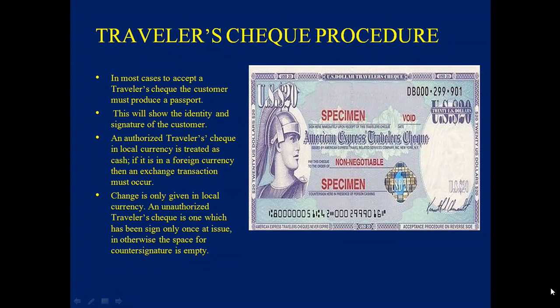So an authorized traveler's check in local currency is treated as cash. If it is in a foreign currency, then an exchange transaction must occur. Traveler's check is considered as a payment in local currency, and if it's a foreign currency, then the exchange transaction will happen as per the rates. Change is only given in local currency.